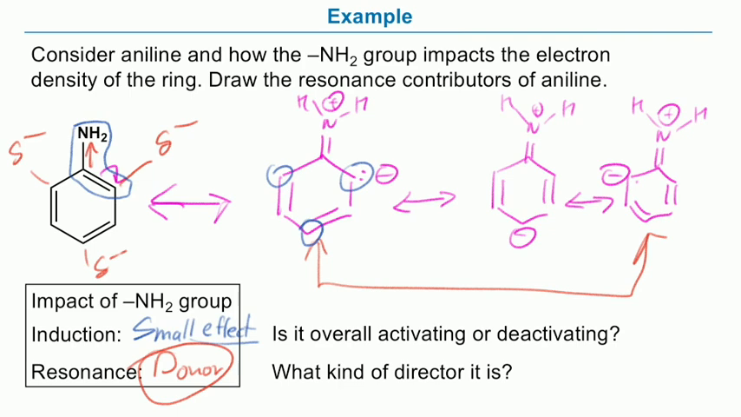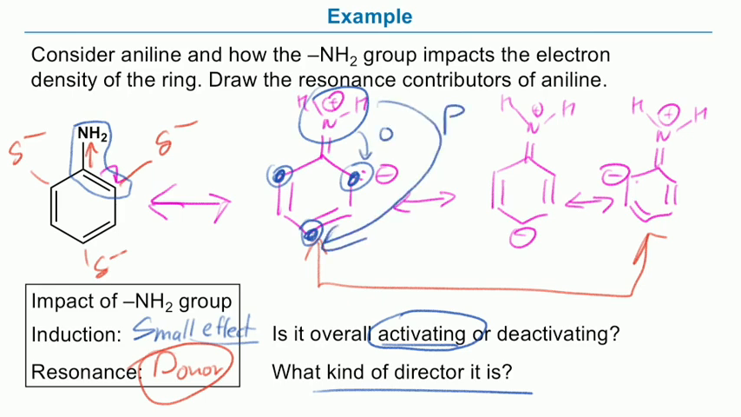So is it activating or deactivating? If we're adding electron density to this ring, what would you expect? Is this going to be an activator or a deactivator? It's going to be an activator. We're going to stabilize positive charges because we're adding electron density to this ring overall. So overall, this is activating. What kind of director is it? In other words, look at the pattern of where your negative charge is building up. Negative charge relative to nitrogen is where? Ortho, meta, or para? Negative charge exists at these three centers that relative to this are ortho or para. So this is an ortho-para director.